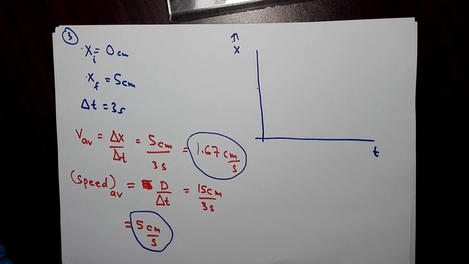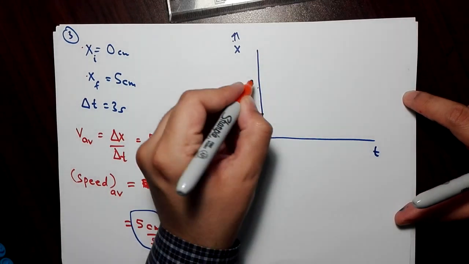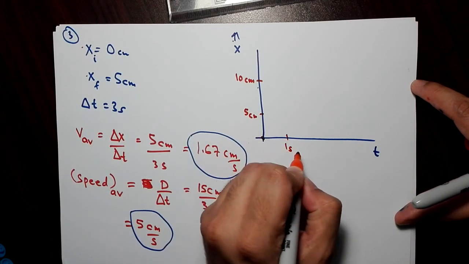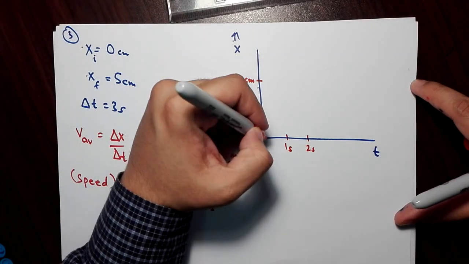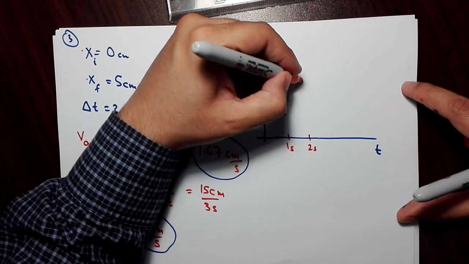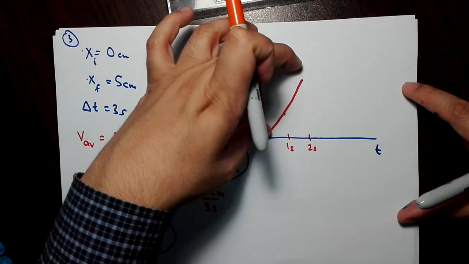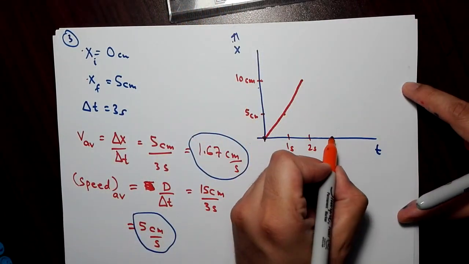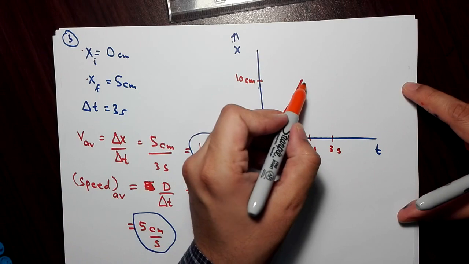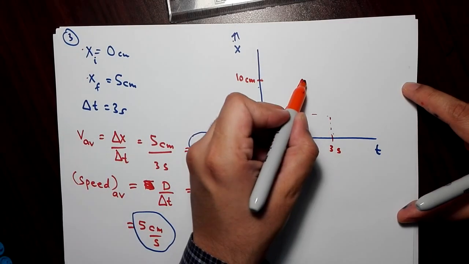At t equals 0, Thomas is at x equals 0. Say this is 5 centimeters, this is 10 centimeters. So at t equals 0, Thomas is over here. Then 1 second and 2 seconds. At t equals 1 second, Thomas is over here, and at t equals 2 seconds, Thomas is over here. So Thomas is moving with a velocity for this interval, which is the slope of this line. At 2 seconds, Thomas changes direction, and I'm just going to assume that it's an instantaneous change. Then at t equals 3 seconds, he's back at x equals 5 centimeters. So it's going to be like this.